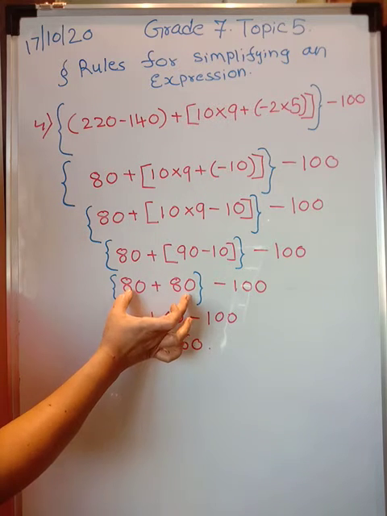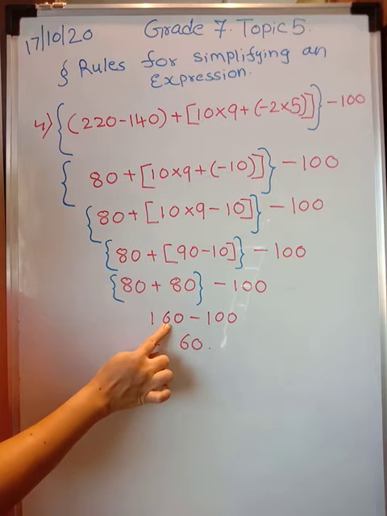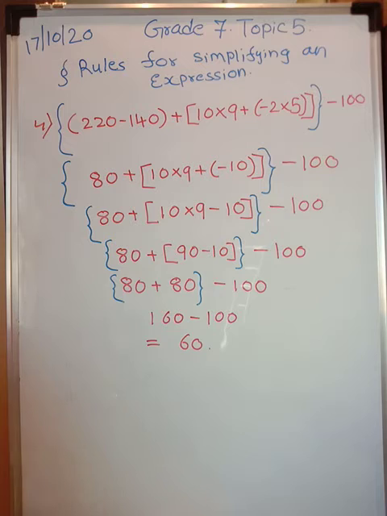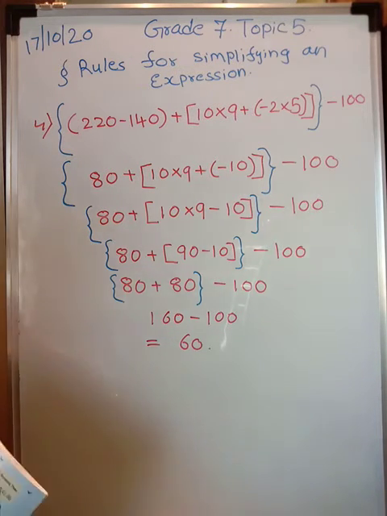Again solve the bracket first. 80 plus 80 is 160. Now open. 160 minus 100 is 60. Follow the rules. You will never go wrong. Okay. Is it clear? You may pause the video and take down all the problems. Now let's do the last problem from this exercise. Fifth one.